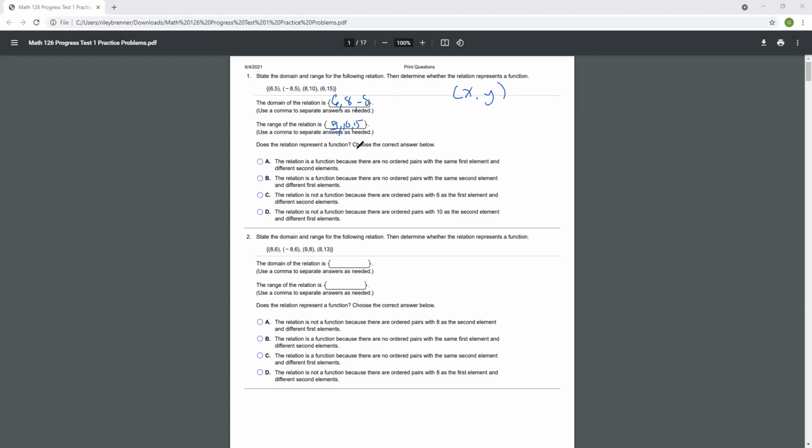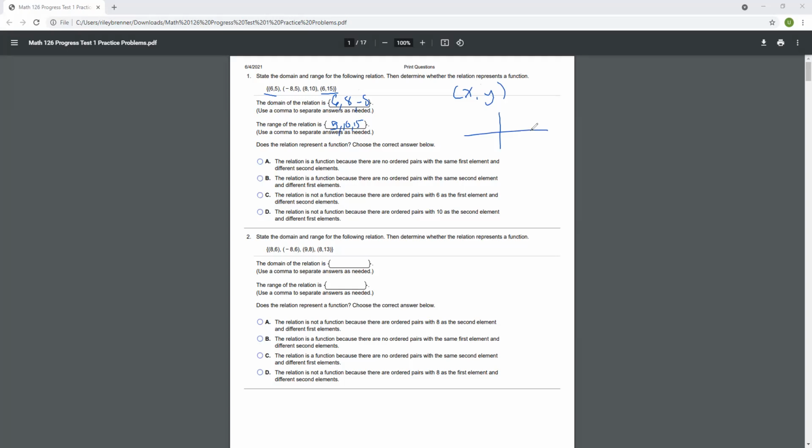Now it's asking, does the relation represent a function? Well, for a function, I can't have the same values of x for different values of y, right? So I noticed I have 2 6s for my x inputs, but they're associated with different y outputs, right? One is 6, 5, and one is 6, 15.